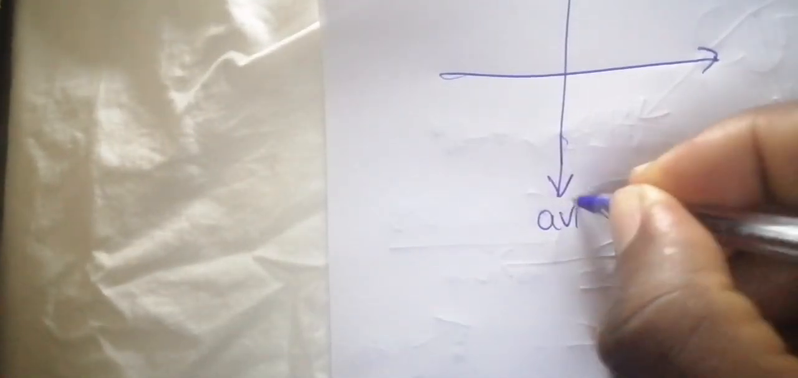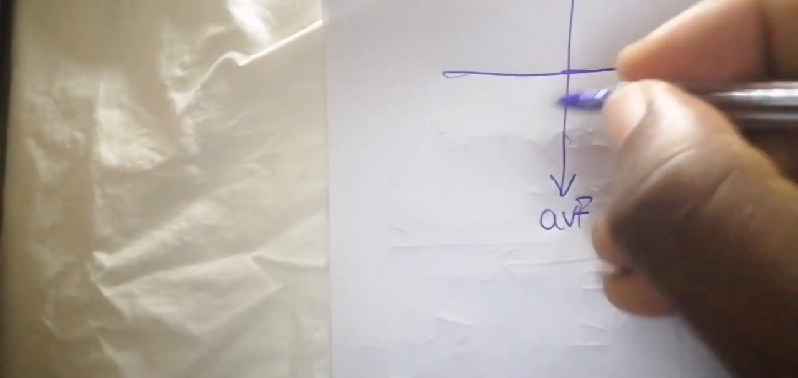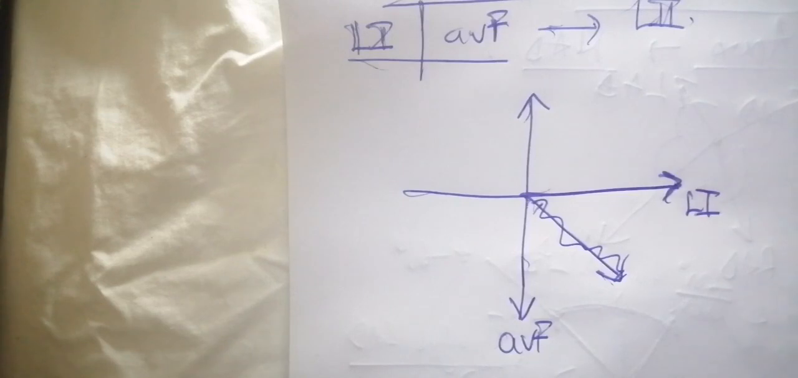So let's have this on a vectorial representation. Here is limb lead AVF, here is limb lead 1, here is limb lead 2. No, let's first remove limb lead 2. Now, let's say that you have a wave like this on limb lead 2.